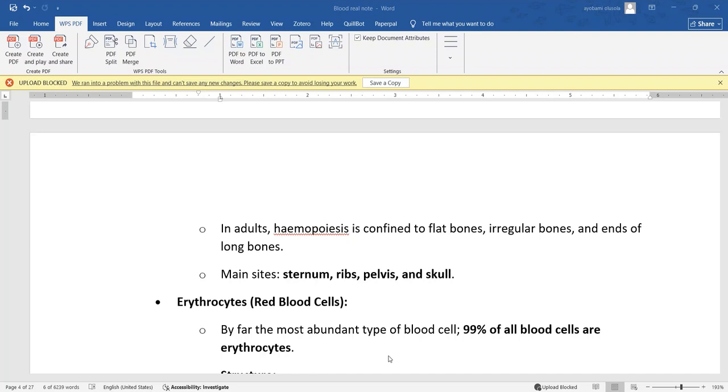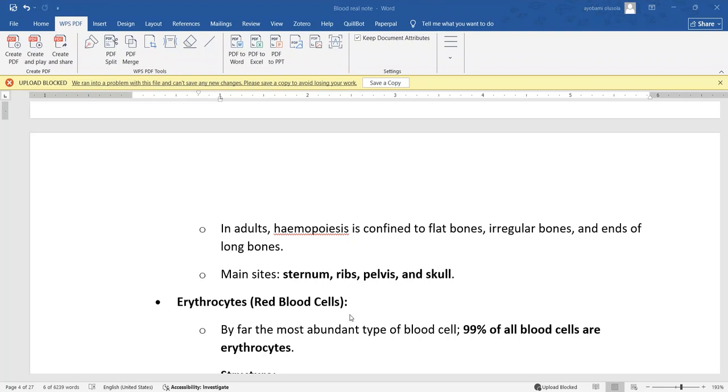What is the other name for end of long bones? Epiphysis. I said I have studied today. So it's epiphysis, and the reason is because the spongy bone of the epiphysis has red marrow, and that's why the end of long bones can also form blood. So the main sites where hemopoiesis take place are the sternum, the ribs, the pelvis, and the skull bone.